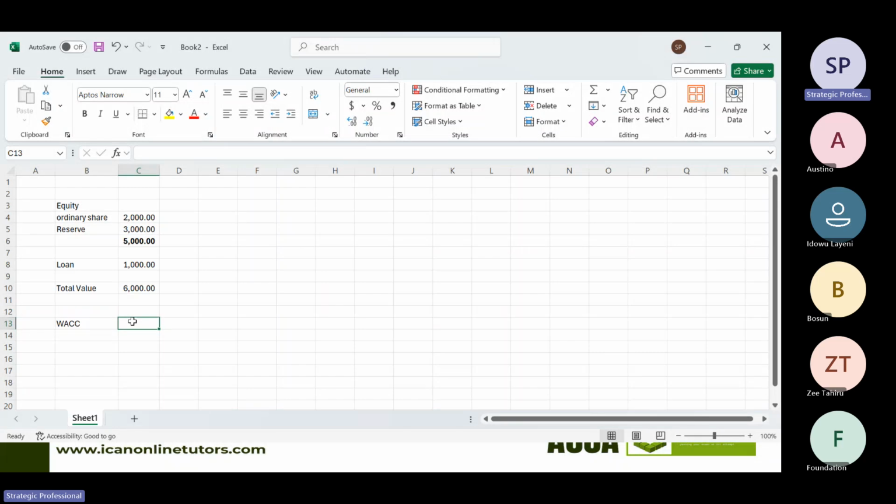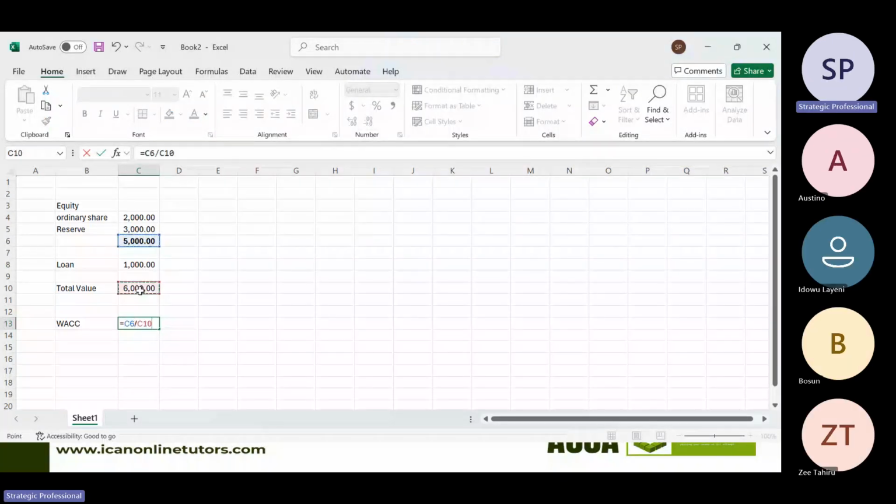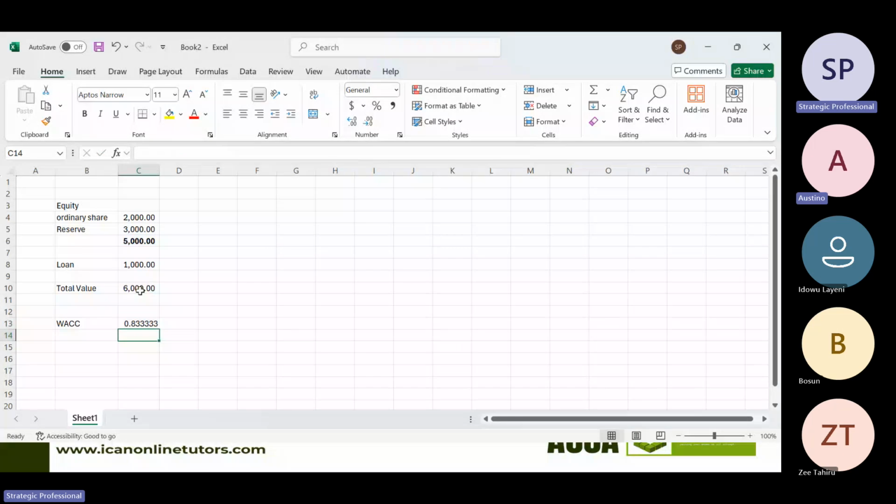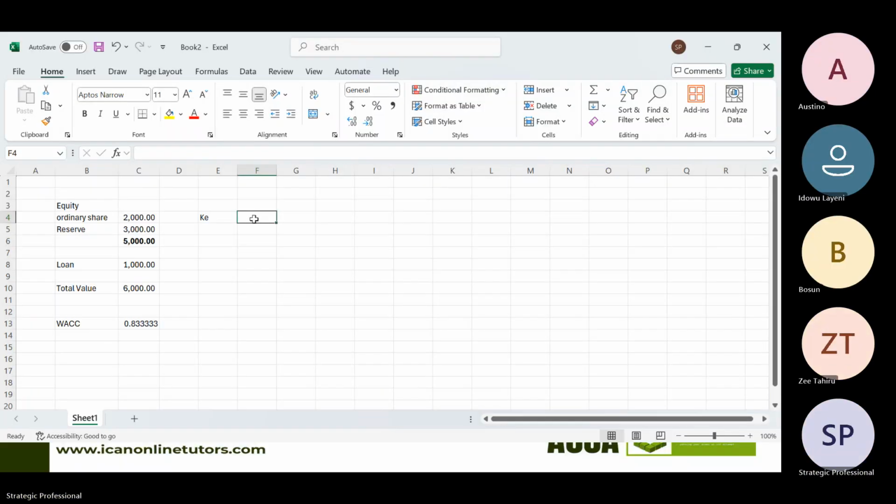So how do we calculate our WACC? It will be this 5,000 divided by this 6,000. Let me state the things here. Our cost of equity, which is KE, what do they say it is in the question? Did we note it in the question?